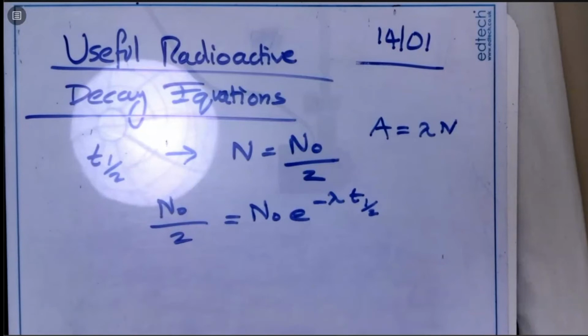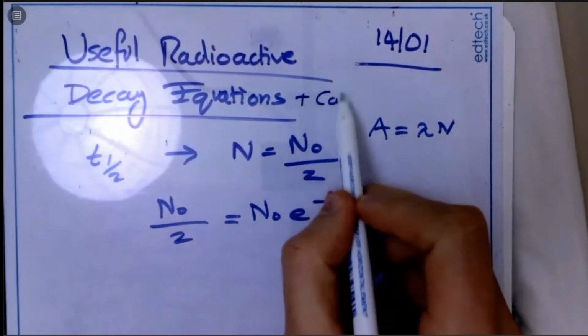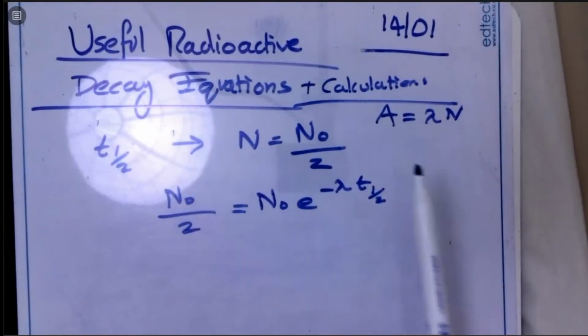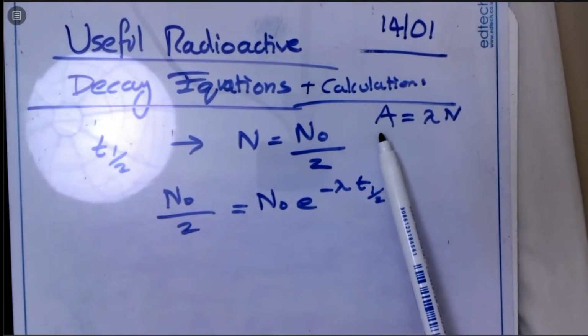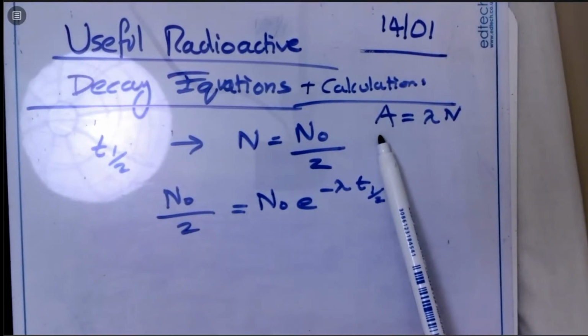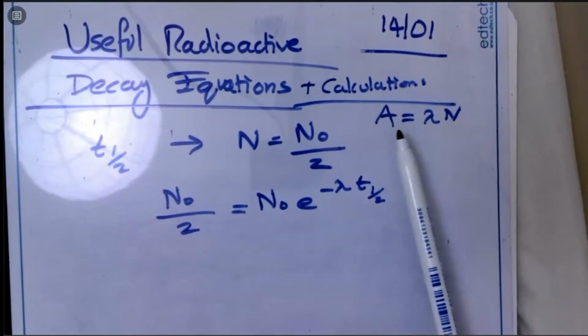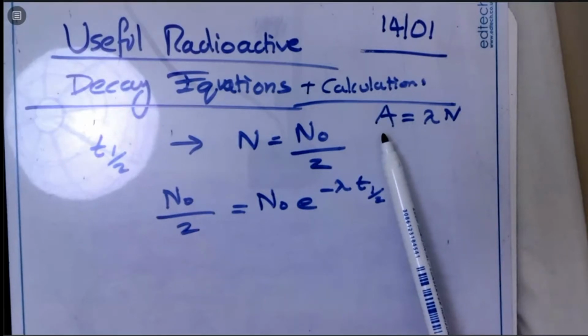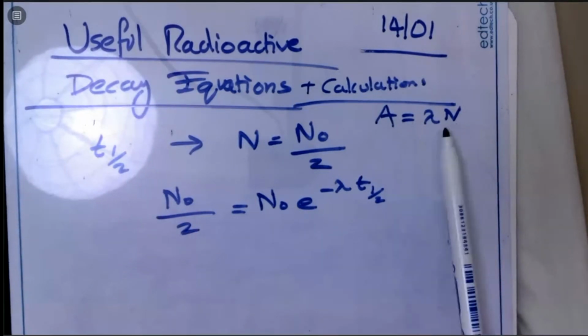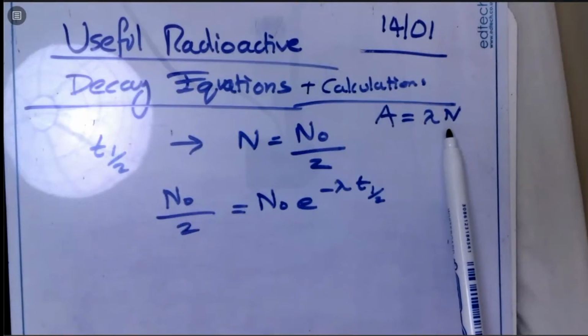I've called this useful radioactive decay equations, and we're also going to say plus calculations. Okay, right. Let's recap then. We had a look at this last lesson where capital A is the activity of the sample. And what do we say activity? Well, it's the random decay of these radioactive nuclei. Okay, N stands for the nuclei of the sample.